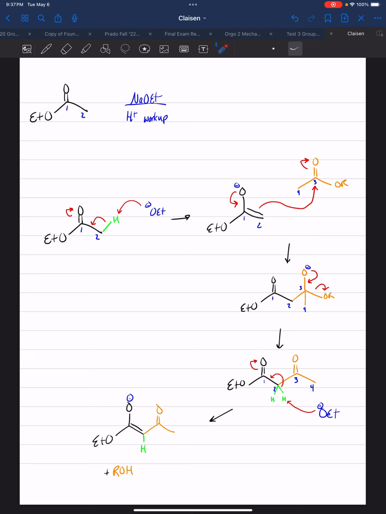Now, this enolate right here, though, it is extremely stable due to the resonance between this oxygen and this double bond right here. And then, of course, this alcohol molecule came from when we kicked off this ester and protonated it and made it a neutral alcohol. And that is the Claisen condensation.